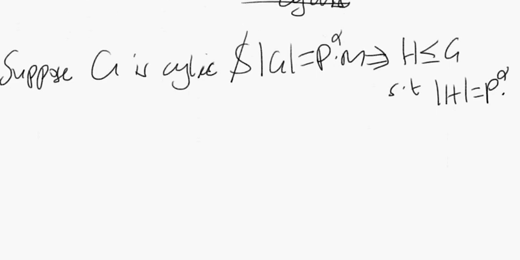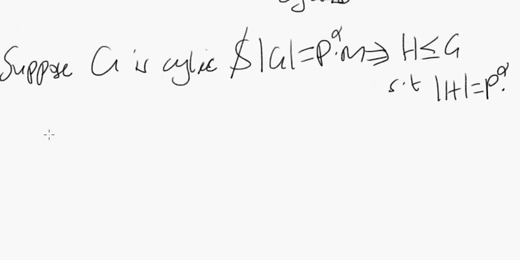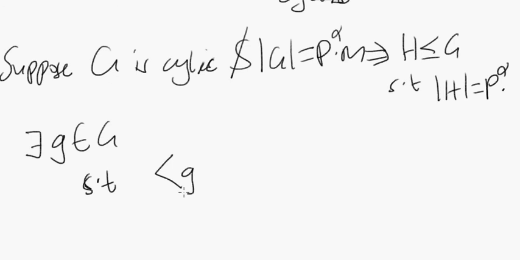So let's try that. Suppose G is cyclic. What does that mean? Doesn't that mean that there exists some little g in G such that little g generates the group big G? Okay?